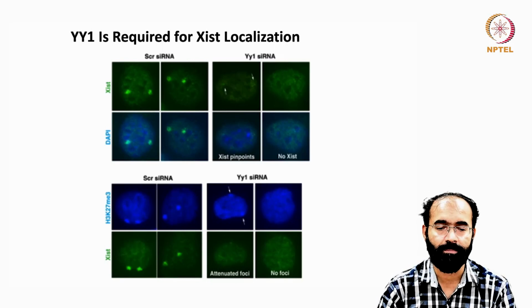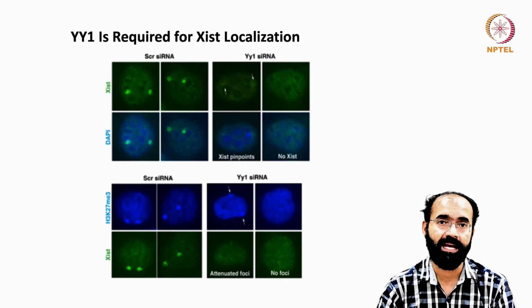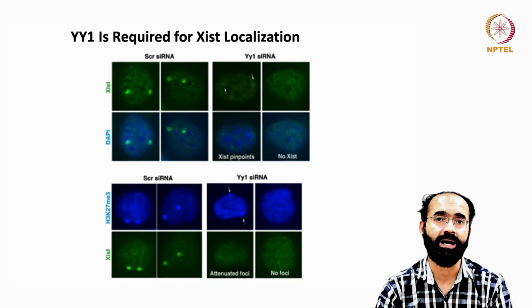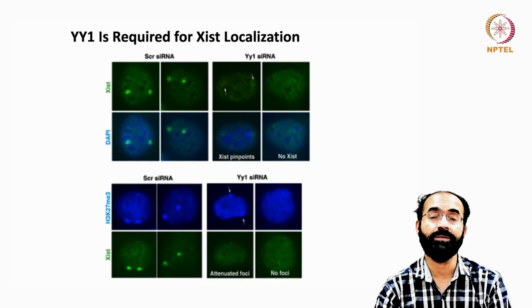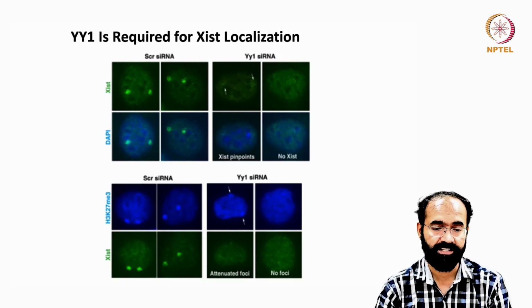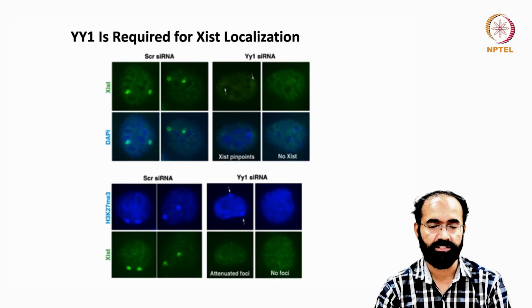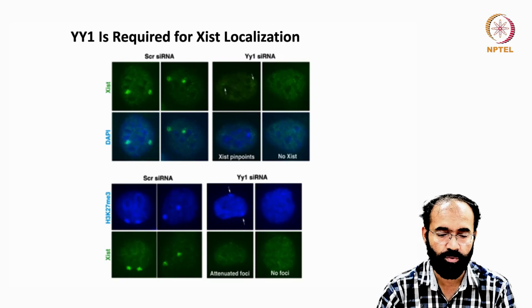So in this experiment, you have scrambled siRNA. That means it is not targeting any mRNA. It is random. Whereas this is targeting the YY1 mRNA. As a result, the YY1 protein is not formed. And the bottom panel is the DAPI that marks the nucleus. So blue color one is marking the nucleus.